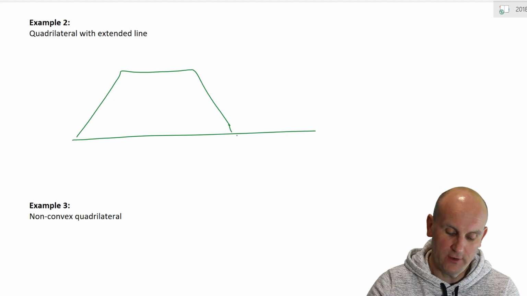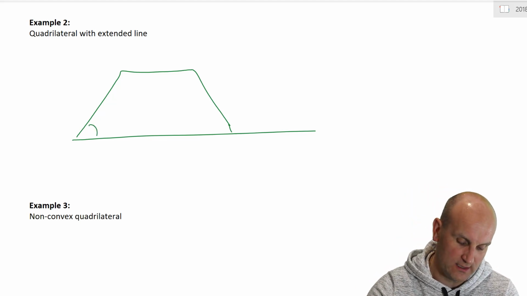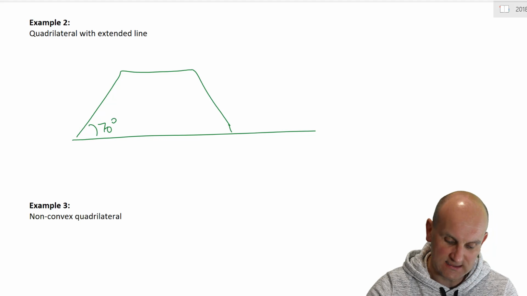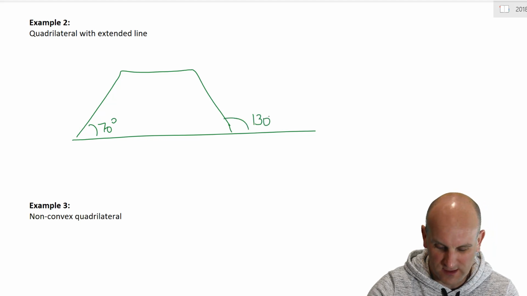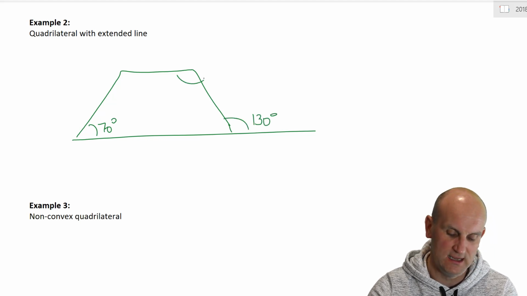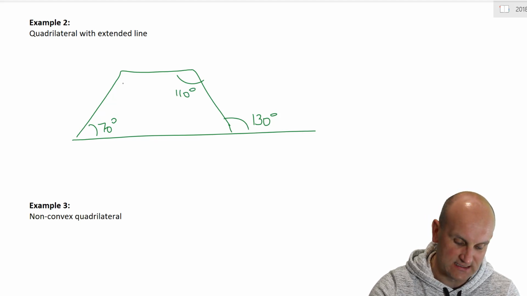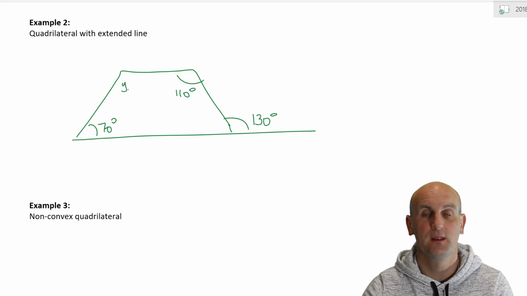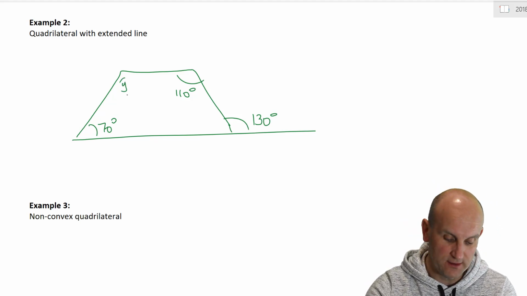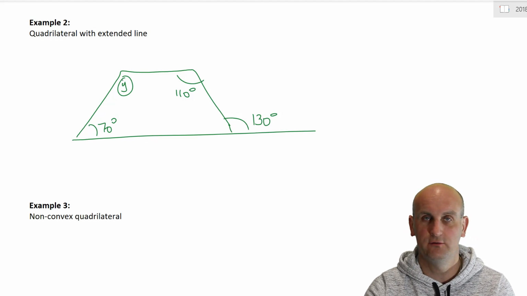I can do this. So, let me see. Let's say that this one here is 70 degrees. Let's say this angle here is 130 degrees. Let's say this angle here is 110 degrees. And let's call this angle Y, just to mix things up. Now, to find this angle Y, I've got to know 3 angles inside.